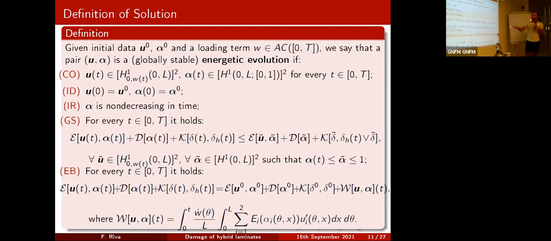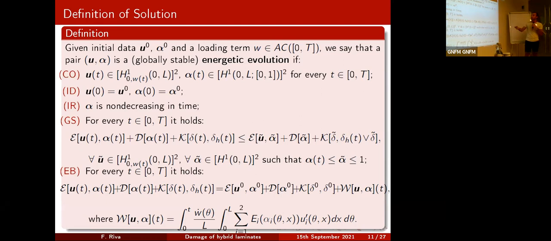Then, of course, we have the initial data achieved. Then we have irreversibility. The damage variable for us is non-decreasing in time. And then there are these two main conditions, global stability and the energy balance. So the global stability is saying that for every time our state, namely the pair displacement and damage, is a global minimum of the total energy.